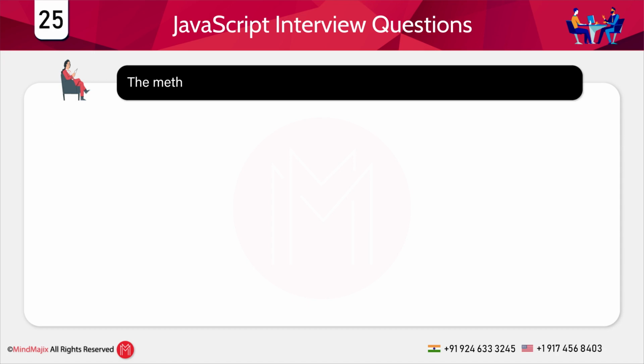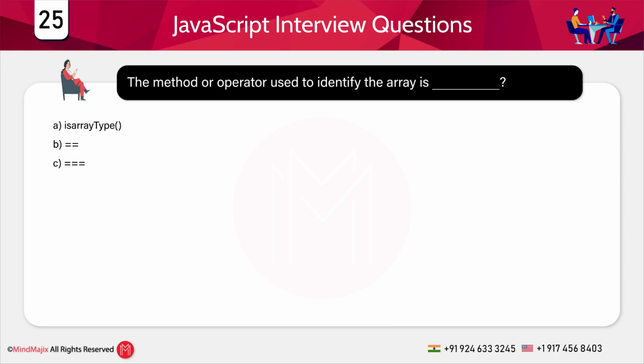Next question. The method or operator used to identify the array is Array.type, double equals, triple equals symbol, and typeof. So the answer is B. The method or operator used to identify the array: the typeof operator is used for this, because the typeof operator is used to get the data type and it returns a string. The operand can be either a literal or a data structure, such as any function, any variable, or any object. So the operator returns the data type.